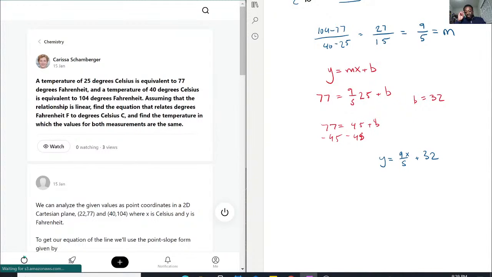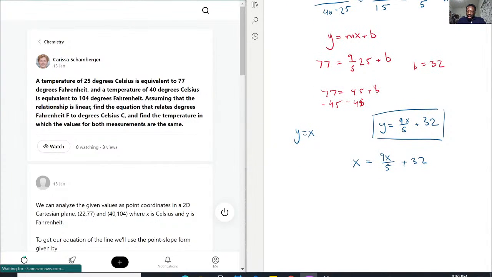Now, that is the equation we're to find. So we've solved the first part of the question, okay? So now they want us to also find the temperature in which both measurements are the same. So what they're saying here is that the Celsius equals a Fahrenheit, aka y is also equal to x. So that logic applies. You can pretty much replace these with any of them and just say x is equal to 9x over 5 plus 32.